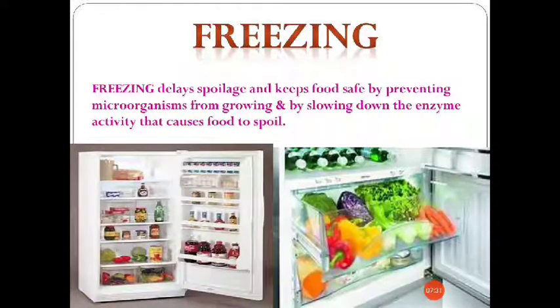Now I hope so children, you all have understood different methods of food preservation, and in this we have studied drying, preservation using sugar and salt, preservation using chemical preservatives, pasteurization, vacuum packing, canning, and freezing. These methods we have discussed over here.